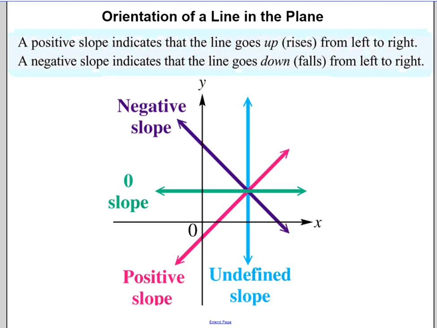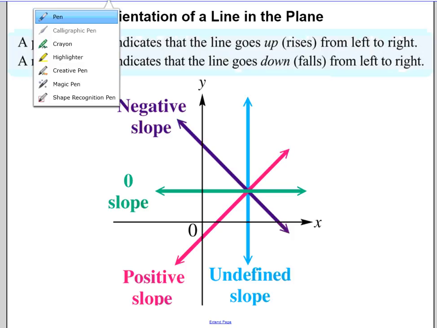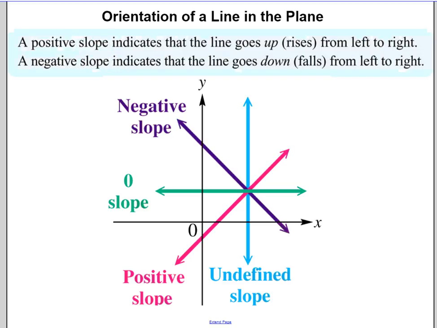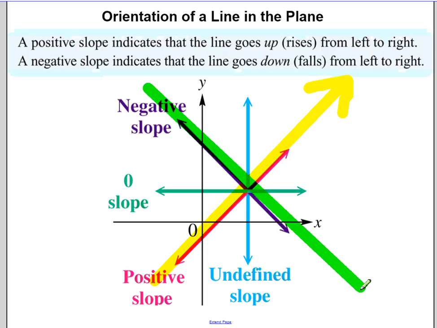Now this slide shows the different types of slope, the orientation of a line in a plane. A positive slope indicates that the line goes up or rises from left to right. A negative slope indicates a line goes down or falls from left to right. And also what we have on this slide here, again, the positive slope. If you go from left to right, you go up the page. So that is a positive slope. The negative slope from left to right goes down the page.